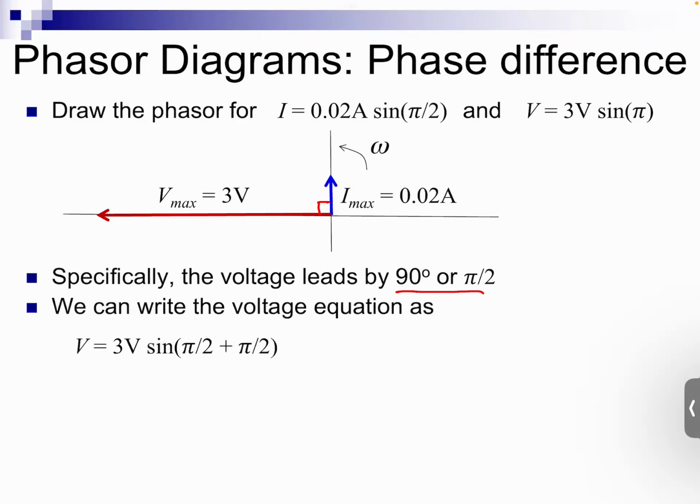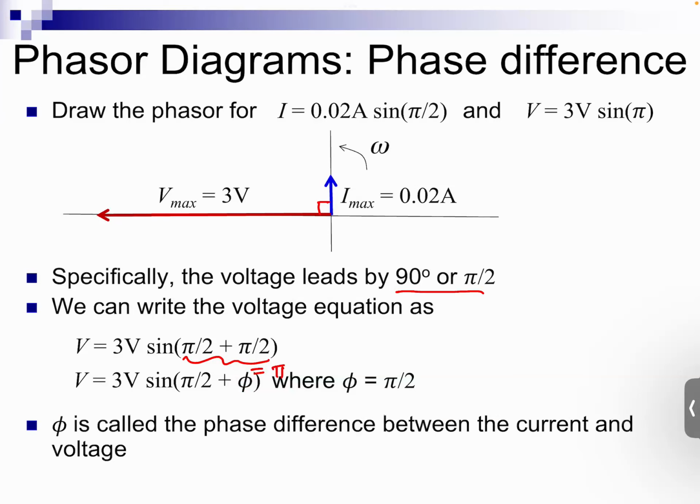Good. Right, so if we write the equation for the voltage, we can rewrite this as sine of pi over 2 plus pi over 2. Pi over 2 plus pi over 2 is, of course, still equal to pi. But by writing it this way, you can see we can define an angle phi, which is equal to pi over 2, and phi is called the phase difference between the voltage.